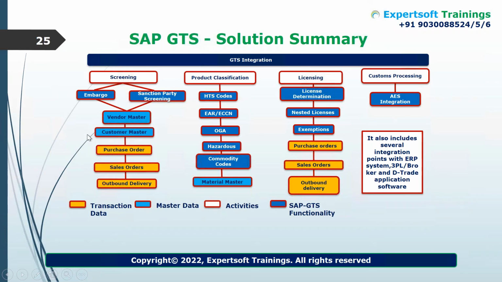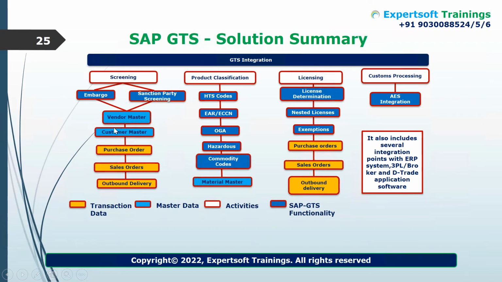So vendor master and customer master are very important. When they are initially created, they are transferred to GTS. For the SPL files, you're getting them from a third party data provider. That data provider provides you with the files and you upload them into the GTS system. So initial screening happens on the vendor master and customer master itself, right? If these partners are blocked at the time of screening, then alternatively, once your purchase order, sales order and any deliveries are created, they also go into the screening, and whichever partner is part of the transaction, if that person is in the block list, then the relevant transactions are blocked, for both embargo and SPL.